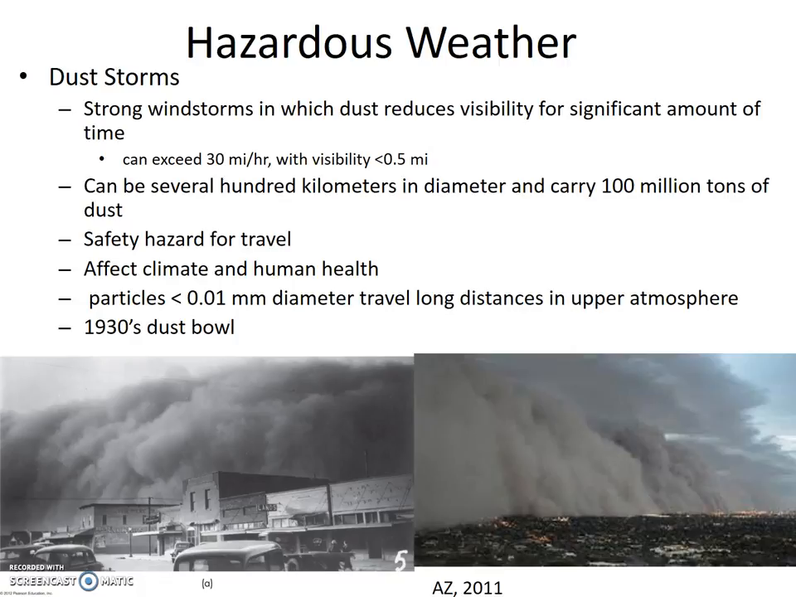The smallest particles, less than 0.01 millimeters in diameter, travel long distances in the upper atmosphere, like over oceans. The 1930s Dust Bowl is a classic example of a particularly damaging series of dust storms. The image on the left is from May 21st, 1937 in Kansas, as topsoil is blown away. The image on the right is an impressive dust storm from southern Arizona that caused a huge pileup on the freeway.